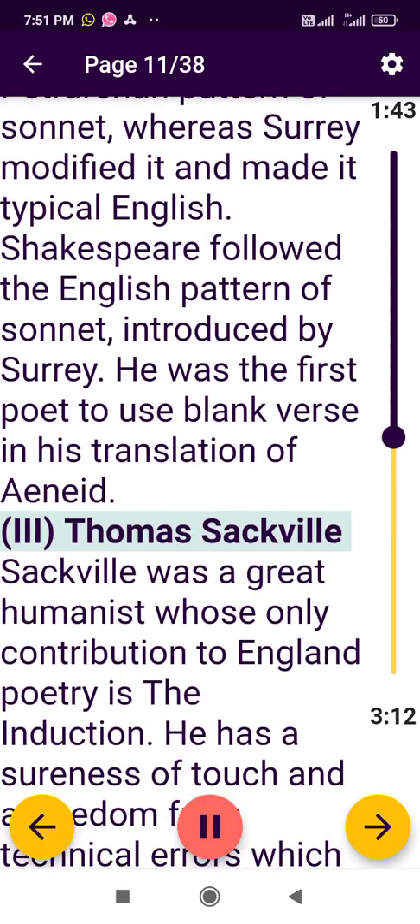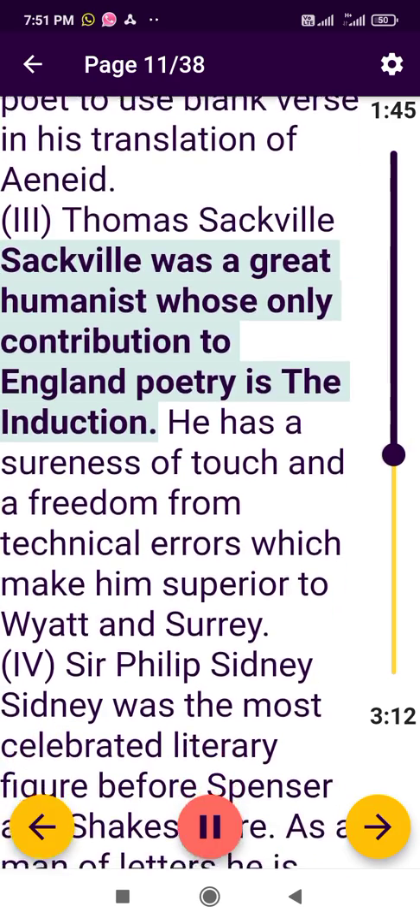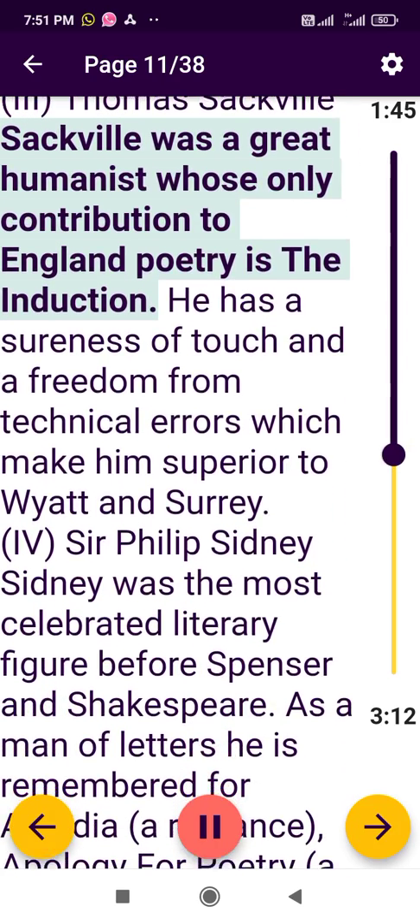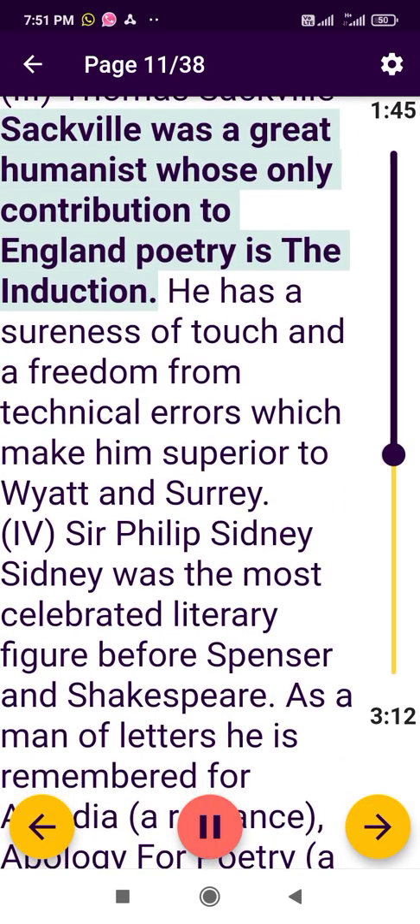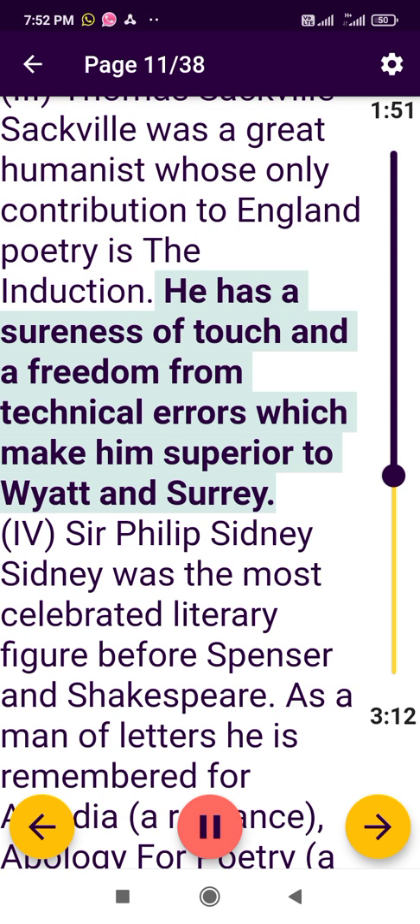III. Thomas Sackville. Sackville was a great humanist, whose only contribution to English poetry is the Induction. He has a sureness of touch, and a freedom from technical errors, which make him superior to Wyatt and Surrey.